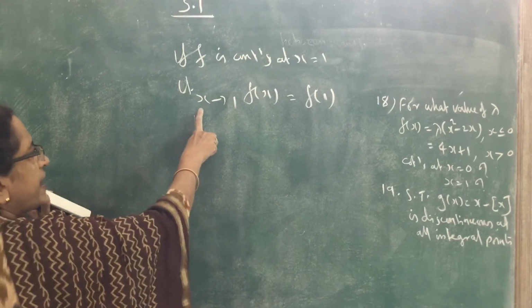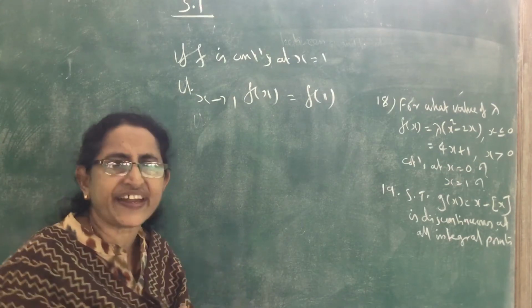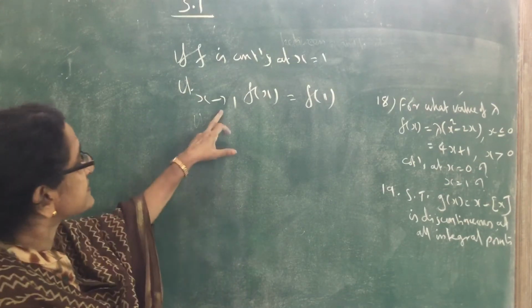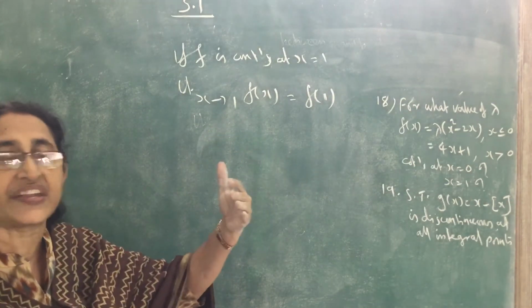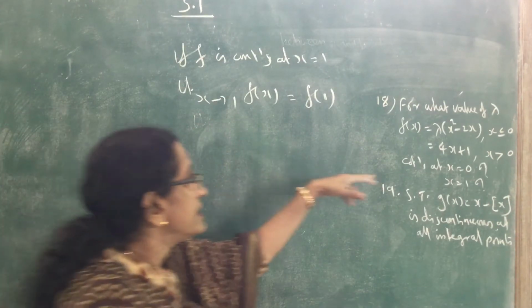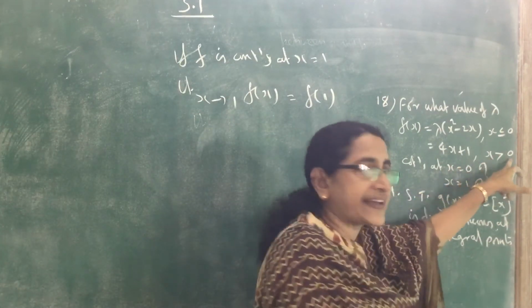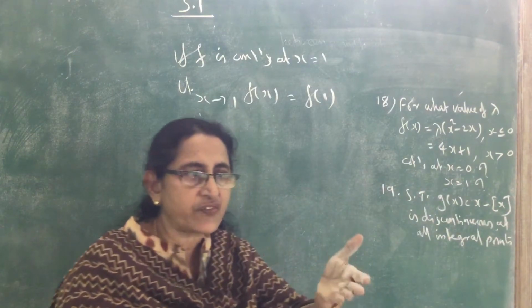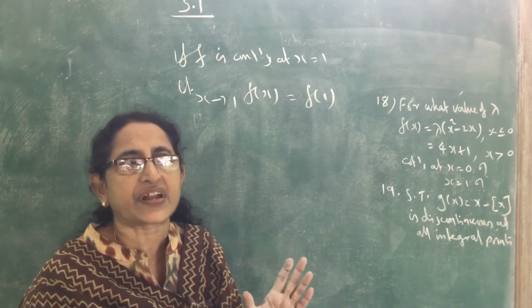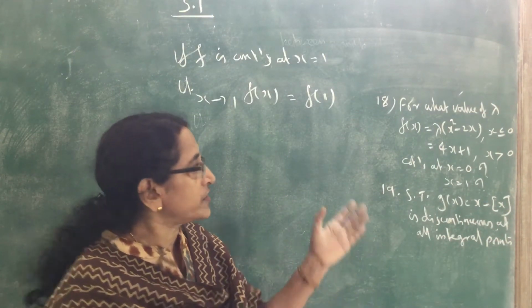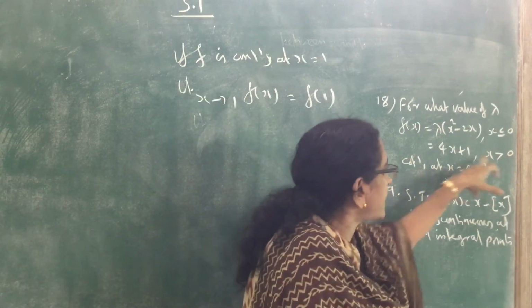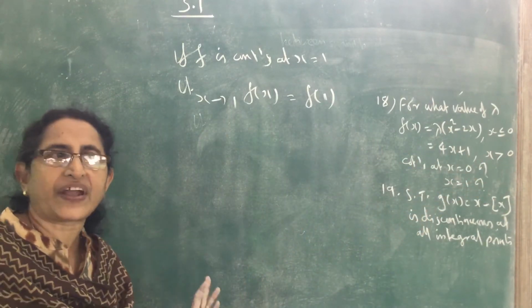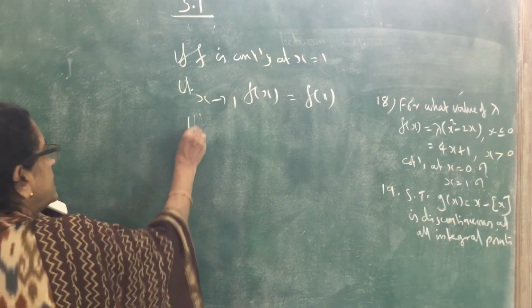So to find limit x tends to 1 f of x, do we need left limit and right limit? x less than 1, x greater than 1. Is it different? See, 1 is a number greater than 0. So x less than 1, x greater than 1 doesn't make any difference because very close to 1, both belong to x greater than 0. So no need of finding left and right limits, we can directly find the limit.